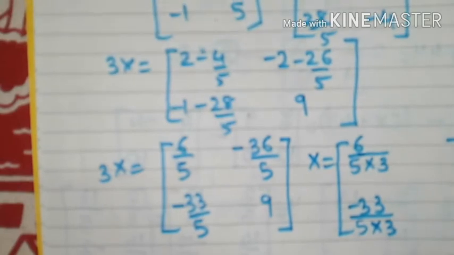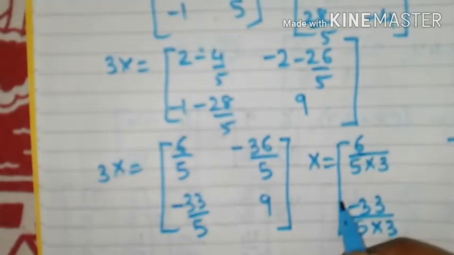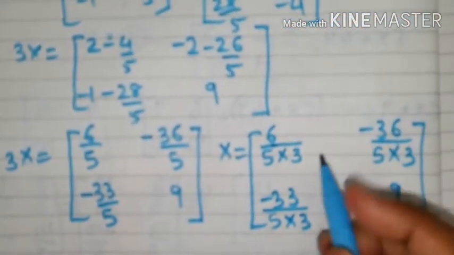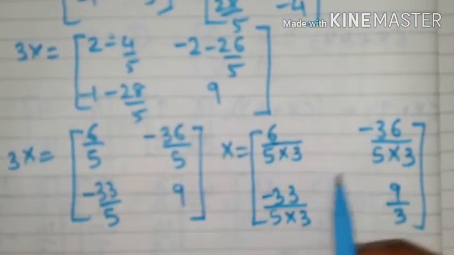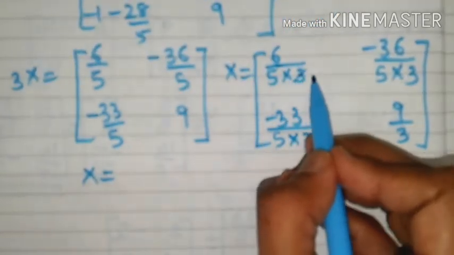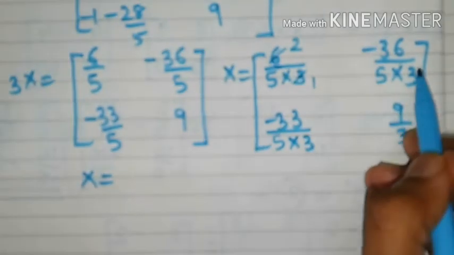So what have I done? I have brought the 3 on the other side. So when I bring 3 on the other side, I will get 1 by 3 and then I multiply 1 by 3 to each and every element of the matrix. So I will end up with this. Eliminate the 3 by this method.